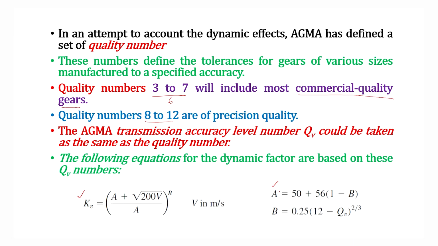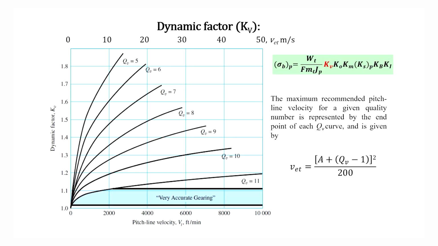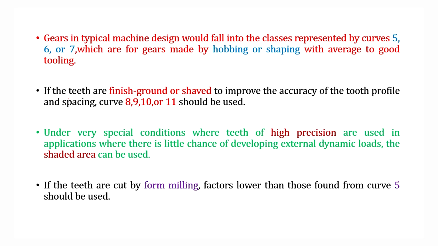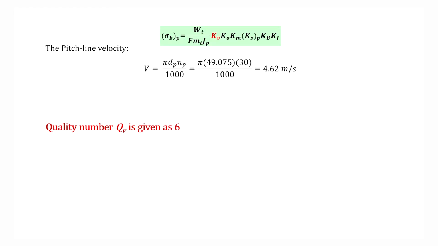Knowing this A and B, B is in terms of the quality value. So, the values of A and B are substituted to get the value of Kv in meters per second. This figure can also be used knowing the pitch line velocity and the quality value. So, if the pitch line velocity is 10 and the quality value is 6, then Kv is 1.6. But we are going to use the formula.